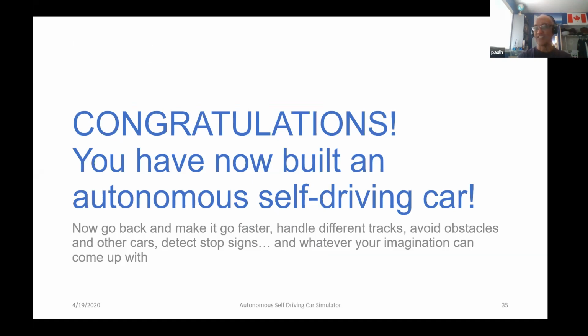But how do you make it go faster? You just can't bump up the throttle. How do we make it go different tracks? How do we make it avoid obstacles, other cars, detect signs, whatever your imagination? Someone mentioned how to detect lanes. So that is your training loop.